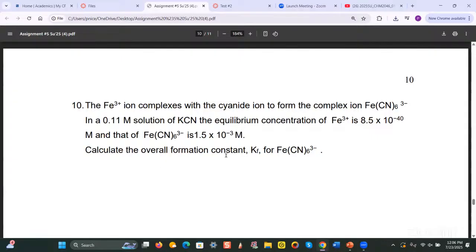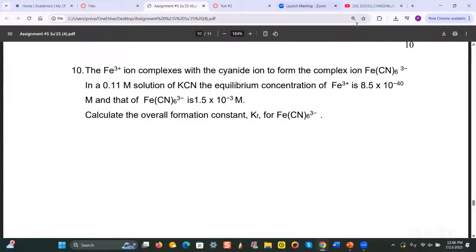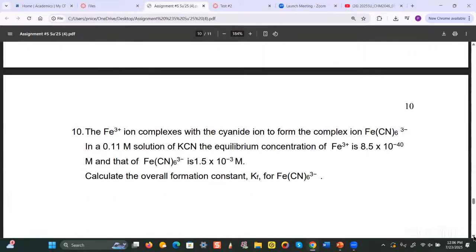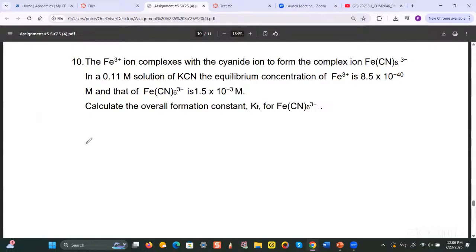So first thing I would do is write down the equation for the formation of that complex. So let me turn on my pen. So it's going to be Fe3 plus plus 6CN minus, and this would be in equilibrium with the complex Fe(CN)6 3 minus, right? And the Kf value is what the question is asking for.